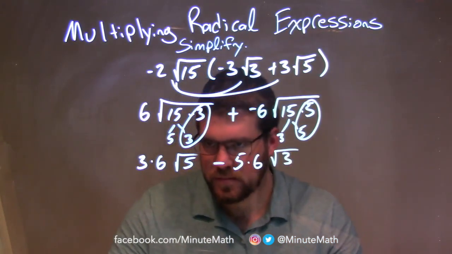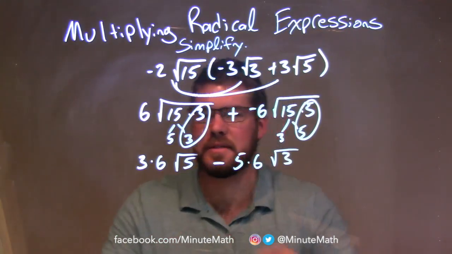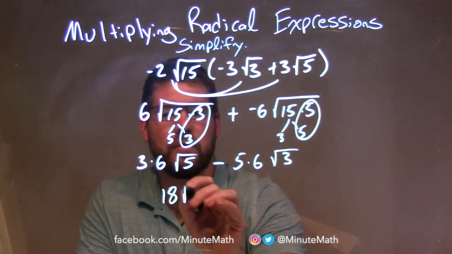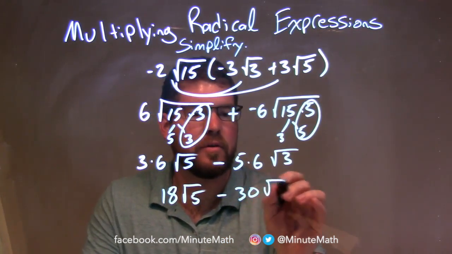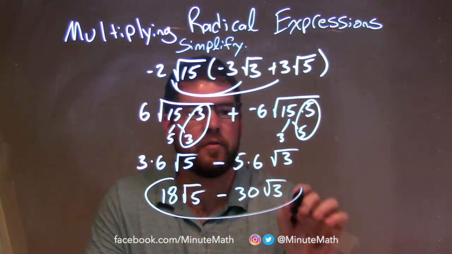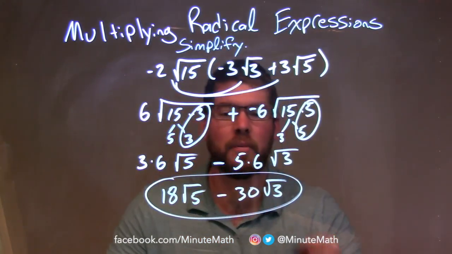Okay, well now, 3 times 6 is 18, so we have 18 square root of 5, minus 5 times 6 is 30, 30 square root of 3, and there we have it. Our final answer is 18 square root of 5 minus 30 square root of 3.